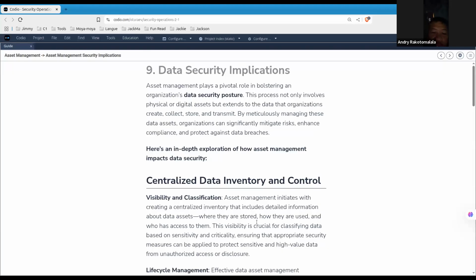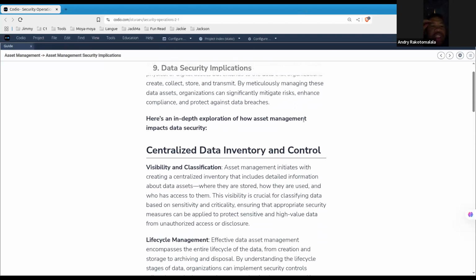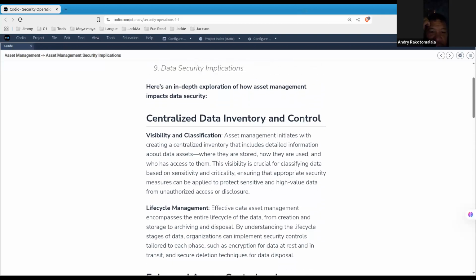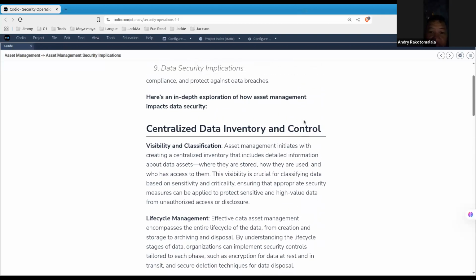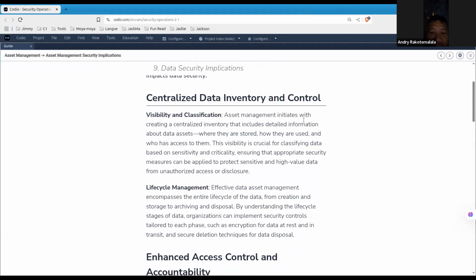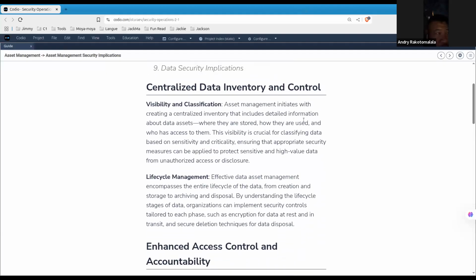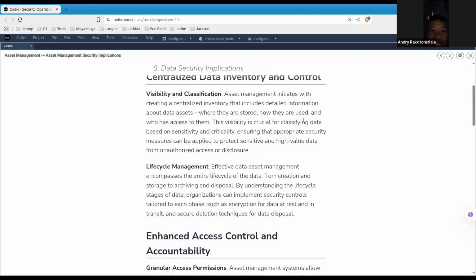Now, one of the first things we need to talk about is centralizing data. When we're talking about centralizing data, it doesn't just mean the physical centralization of data, it also means making sure that it's available in a one-stop shop, right? It means visibility and classification. So we want to make sure that we know where data is stored, how it's being stored, and then how many people have access to it, who has access to it, and why, right?